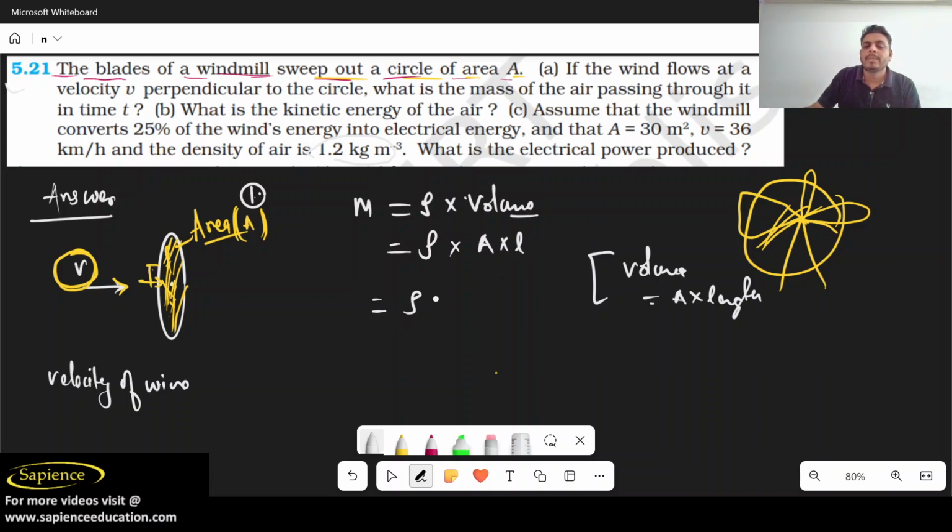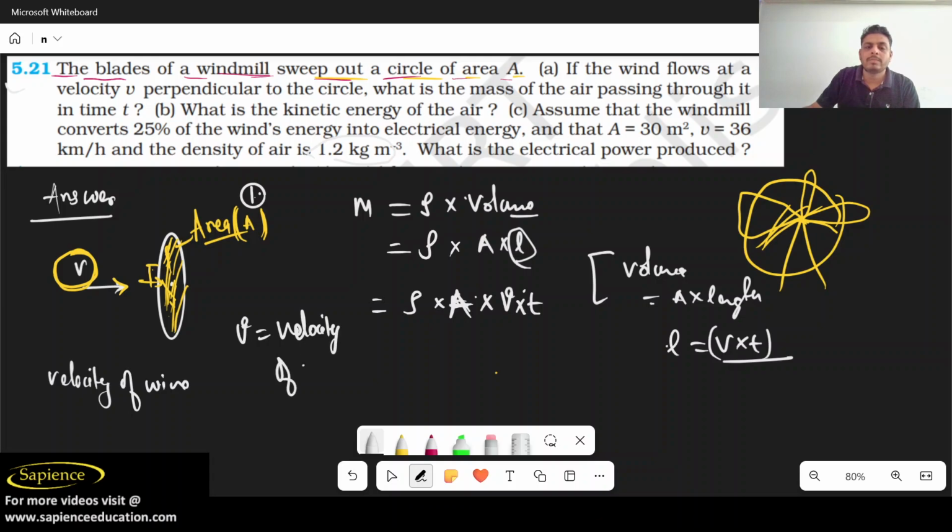Can we write here that length is equal to velocity into time? So if we write length in terms of the velocity of the air into time t, where v is the velocity of the air. So this v is your velocity of air. So we can finally write here mass is equal to rho, density, into area into v into time t. So this is your mass of the air passing in a time t.